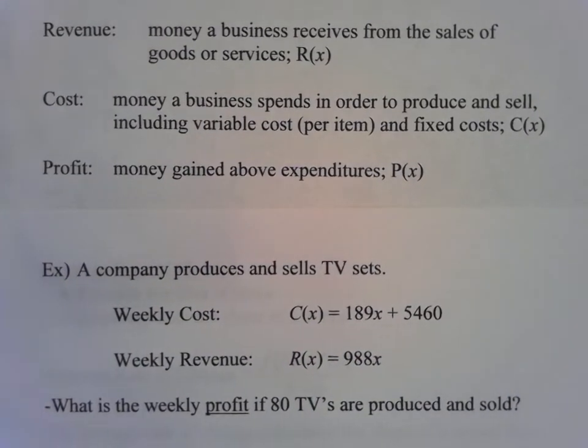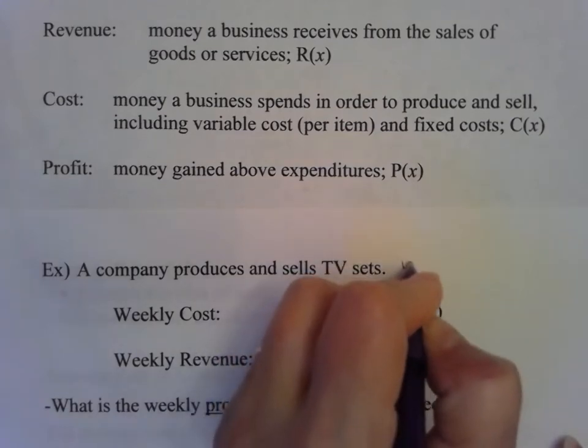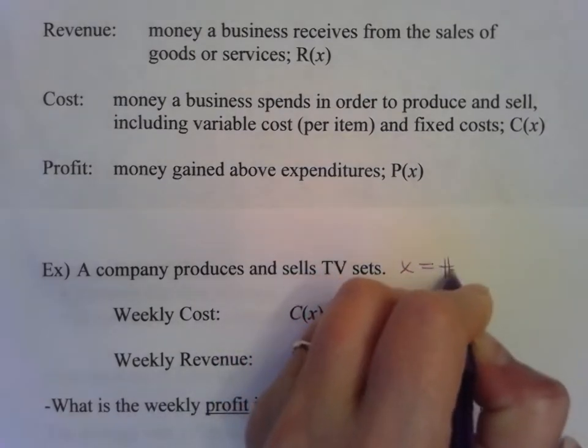So let's say we have a company that produces and sells TV sets. We have a function here that describes their weekly cost and their weekly revenue. So this $54.60 would be the fixed cost. This is the cost that I have to pay every week, whether I produce TV sets or not. This would be the variable cost. Notice it's multiplied by X. I don't think I wrote that here, but X in this case would be the number of TVs.